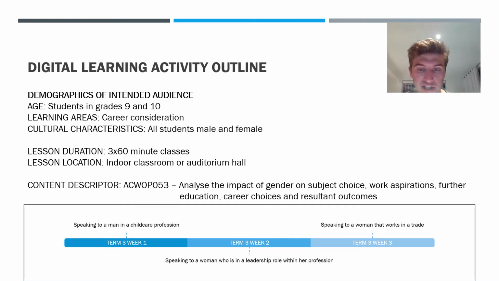Finally, the content descriptor linked to my learning activity is ACWOP053: to analyse the impact of gender on subject choice, work aspirations, further education, career choices, and resultant outcomes. This is a very relevant descriptor today and will continue to be for a number of years. So designing the DLA around this content descriptor should provide useful insight for our students heading into their senior years.